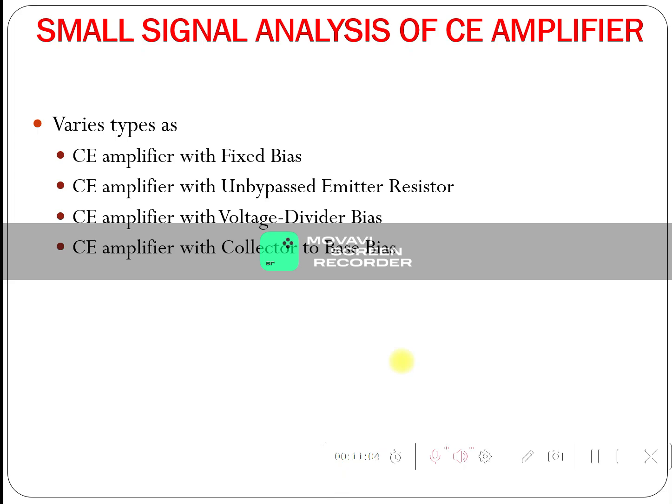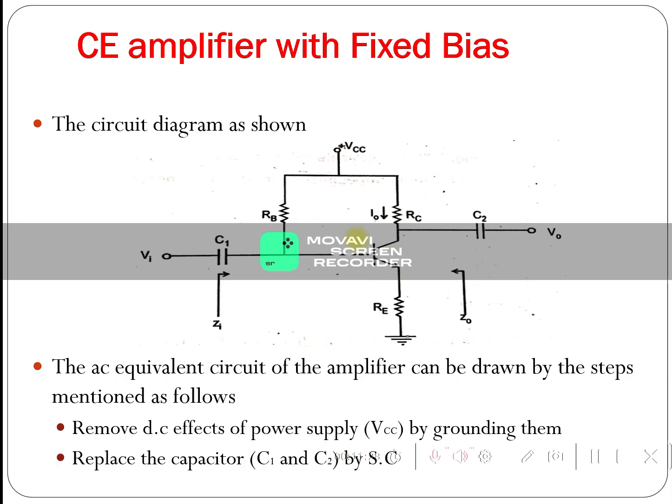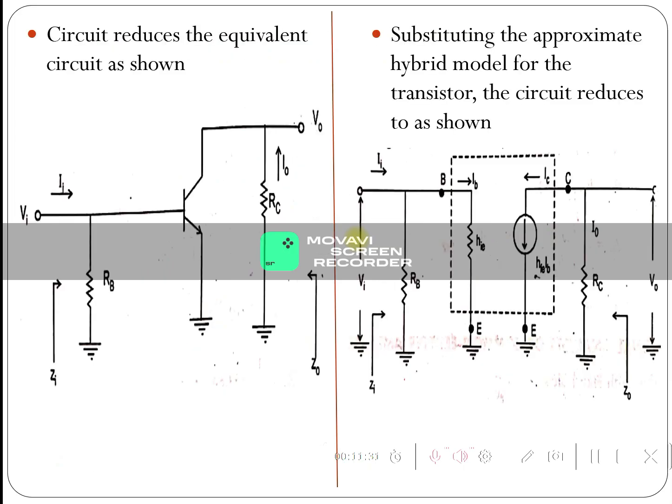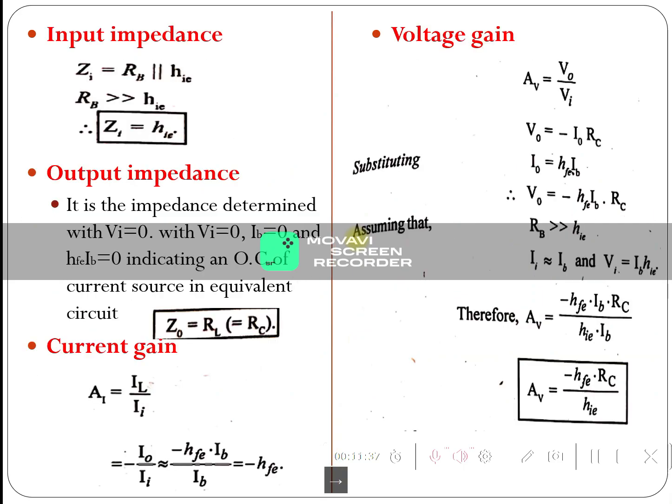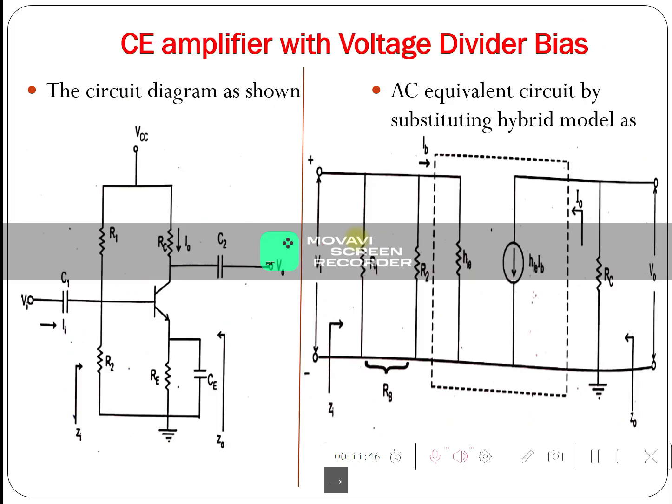For the small signal analysis of common emitter amplifier, we have various types: common emitter amplifier with fixed bias, common emitter amplifier with unbypassed emitter resistor, common emitter amplifier with voltage divider bias, and common emitter amplifier with collector to base bias. So this is the common emitter amplifier with fixed bias, and then the circuit reduces to the equivalent circuit. We have to find parameters: input impedance, output impedance, voltage gain, current gain. We have to derive these for the given circuits.